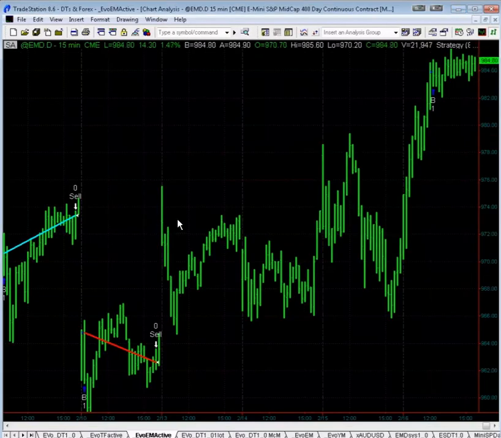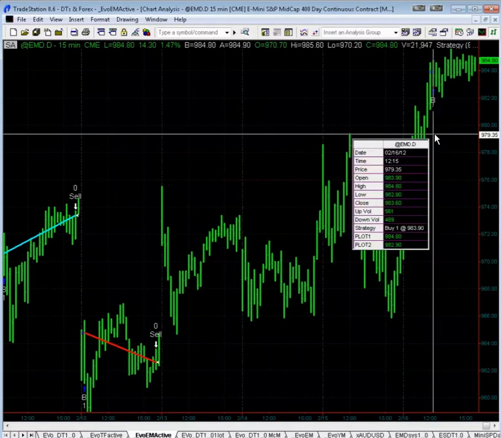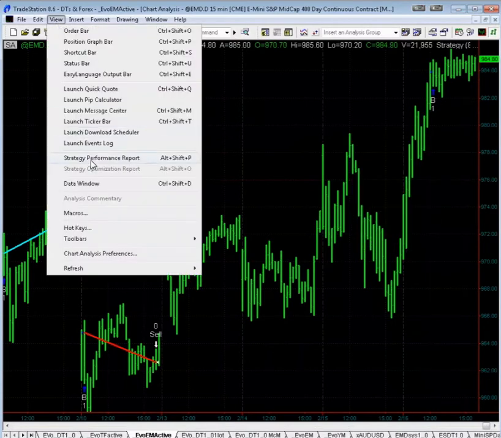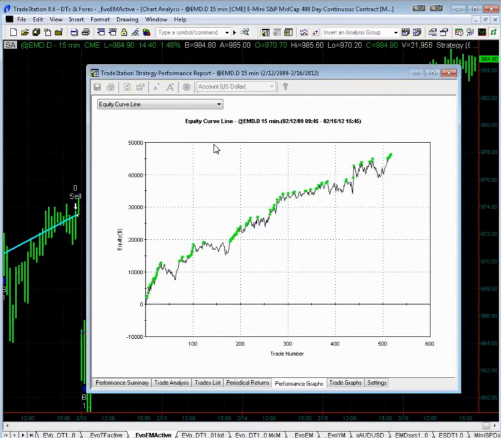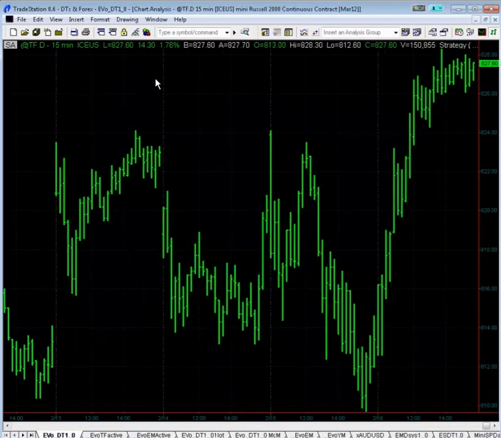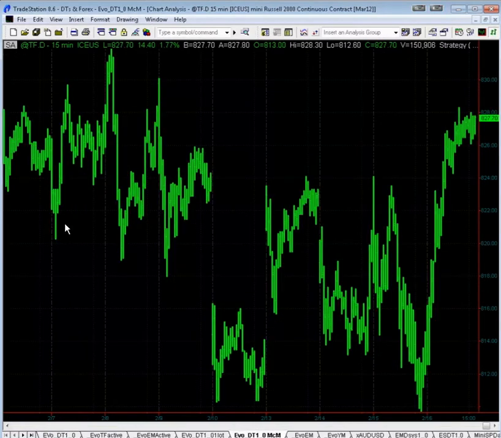We're looking at the Evo EM active here. That went long very late in the day, at 983.90, and we're about a point in the green there. Just taking a quick look at the system, nice little green moves up to the top. The actual Evo is still on the sidelines. The Evo still on the sidelines. MCM still on the sidelines.